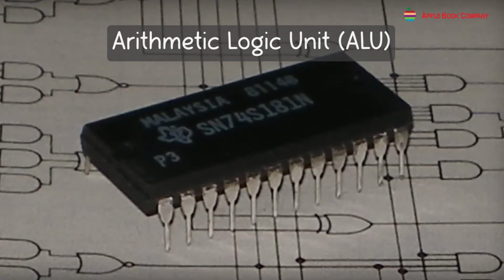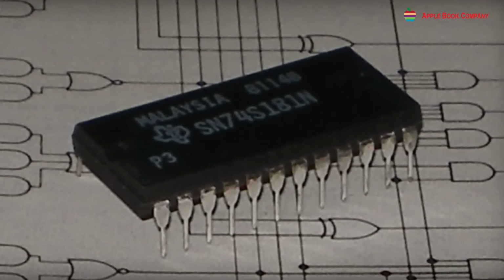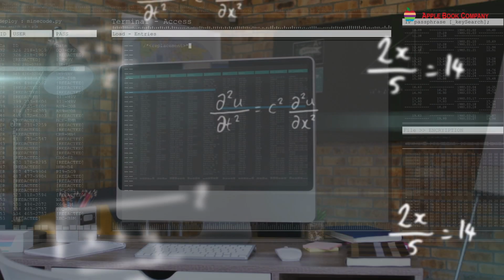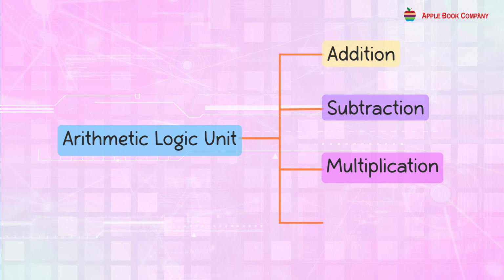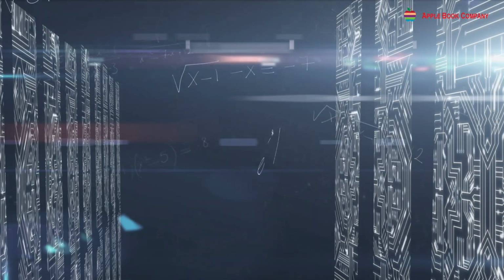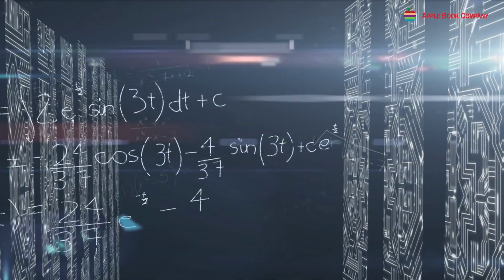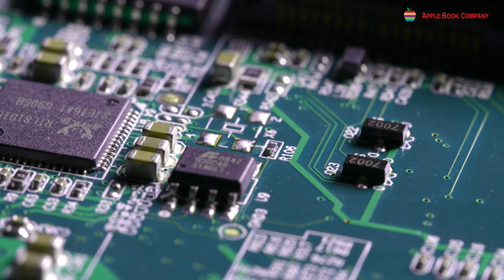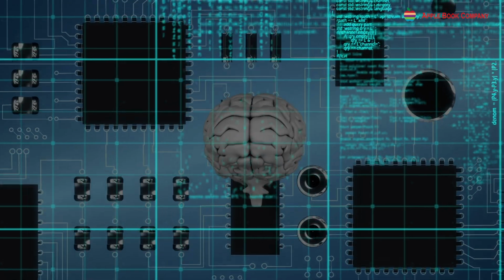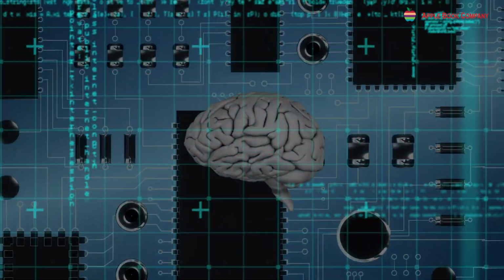Arithmetic logic unit. The arithmetic logic unit is like the calculator of the CPU. It performs mathematical operations like addition, subtraction, multiplication, and division. It also performs logical operations like comparing two values, etc. Memory unit. The memory unit is like the CPU's short-term memory. It stores data and instructions that the CPU needs to access quickly.